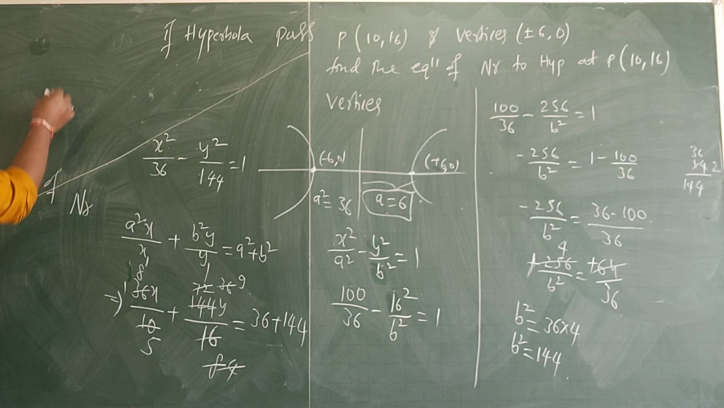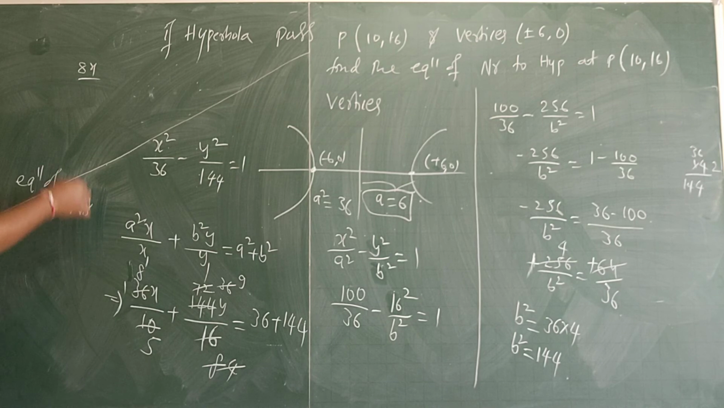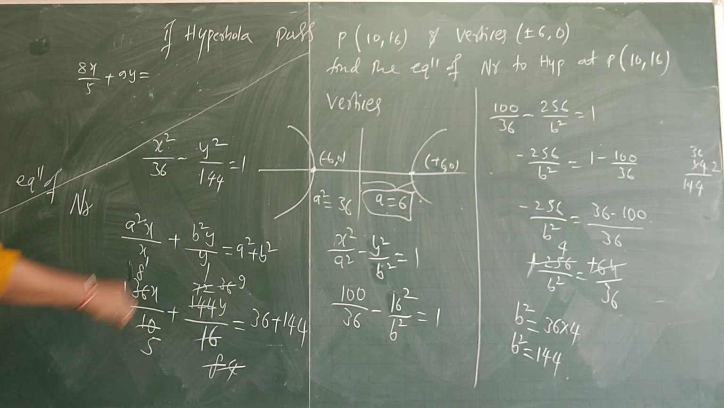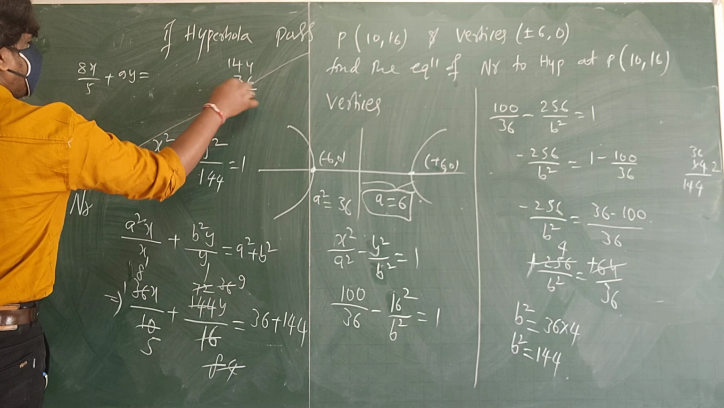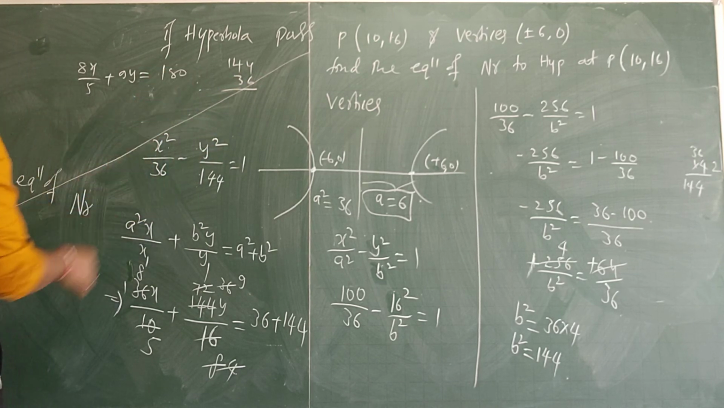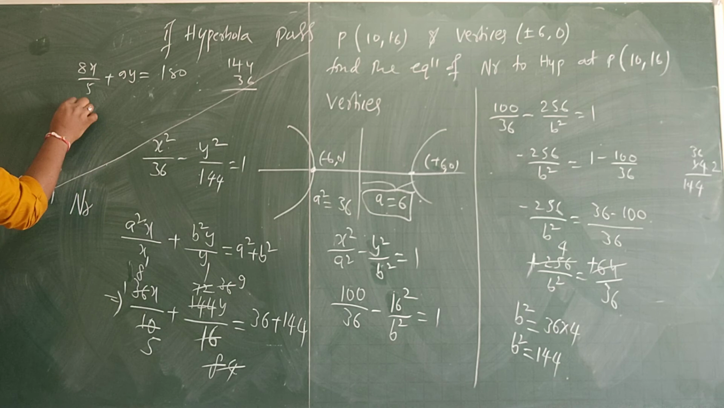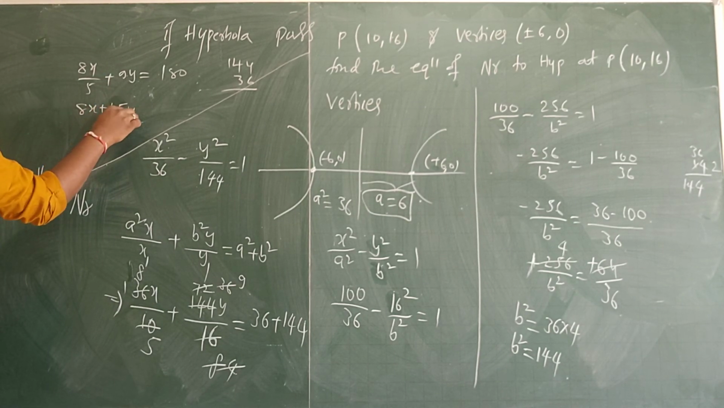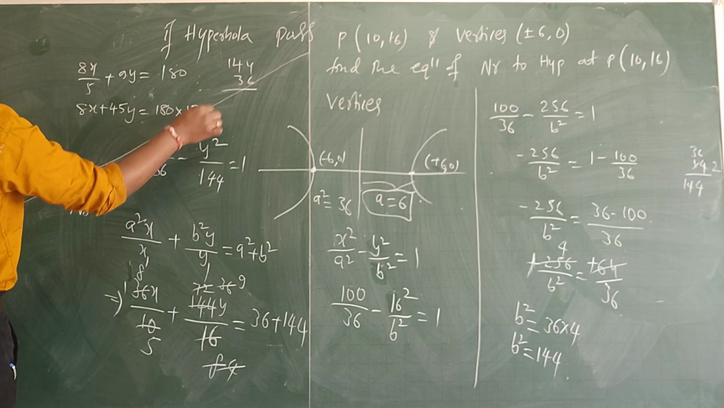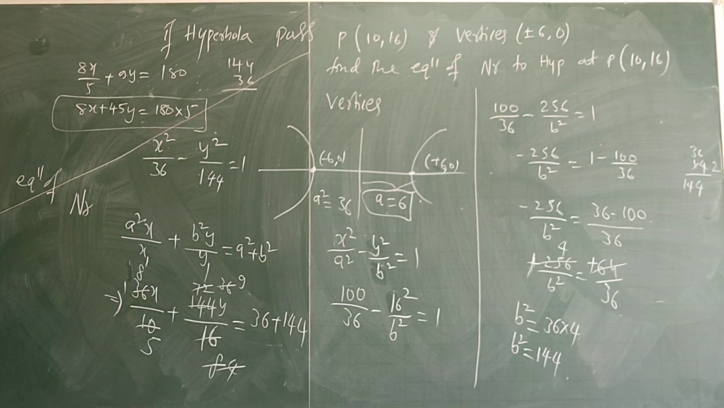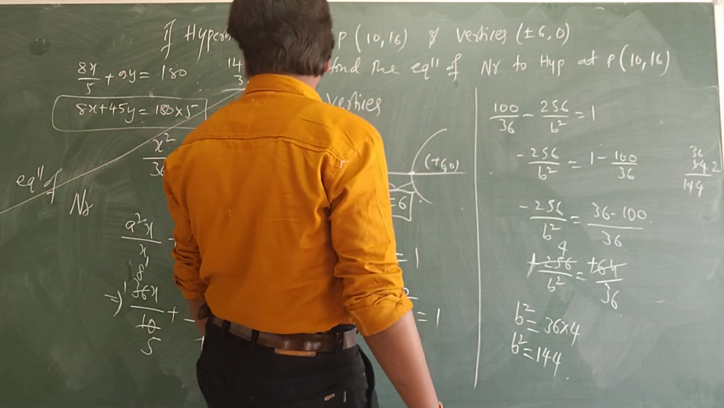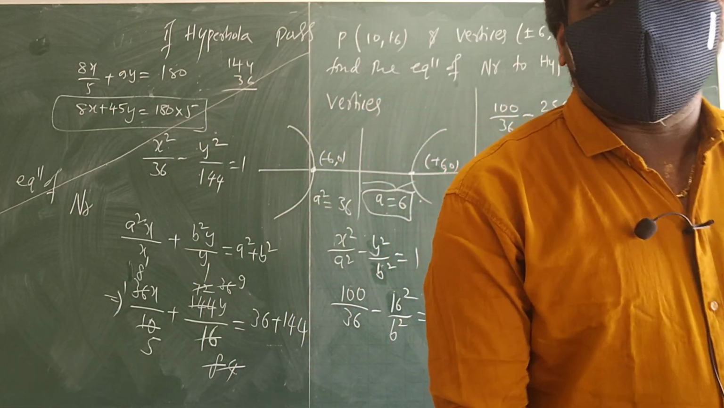So finally you got 8x by 5 plus 9y is equal to 144 plus 36, which is 180. Take 5 as LCM: 8x plus 45y is equal to 180 into 5. This is the equation of the normal. You can cancel if it is possible to divide; otherwise, that is the final answer.